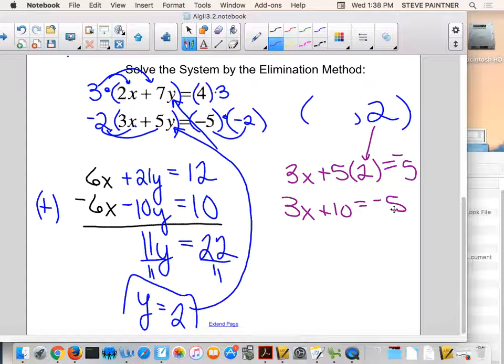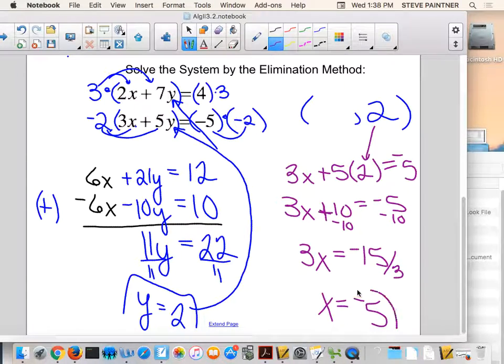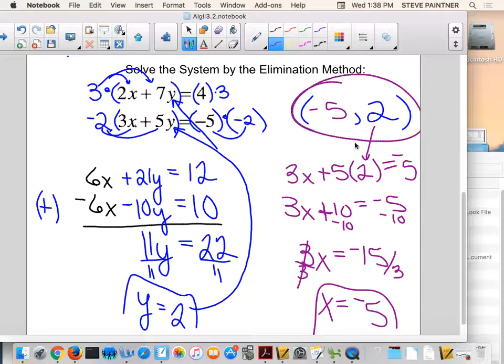Now what? Just say the 2 steps. Subtract 10, get what? Negative 15. Divide by 3. Okay, what's the answer? Negative 5. Good? Can you check these?